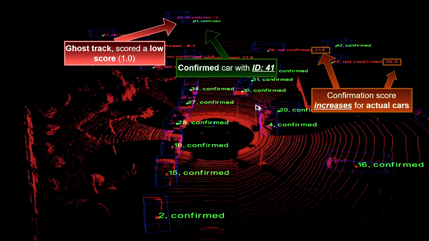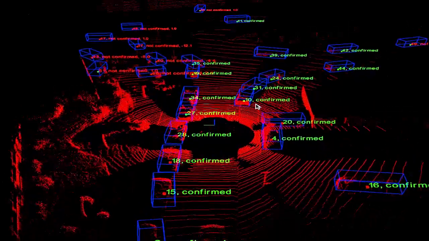In contrast, track 45, located adjacent to the car, remains unconfirmed, marked by a low score, signaling its status as a likely ghost track. Shifting the focus to the right side of the screen, notice 2 tracks corresponding to actual cars with IDs 39 and 44. These tracks exhibit an increasing confirmation score over time, suggesting their validity and diminishing the likelihood of being ghost tracks. As time progresses, you will see these track statuses are eventually updated to confirmed.